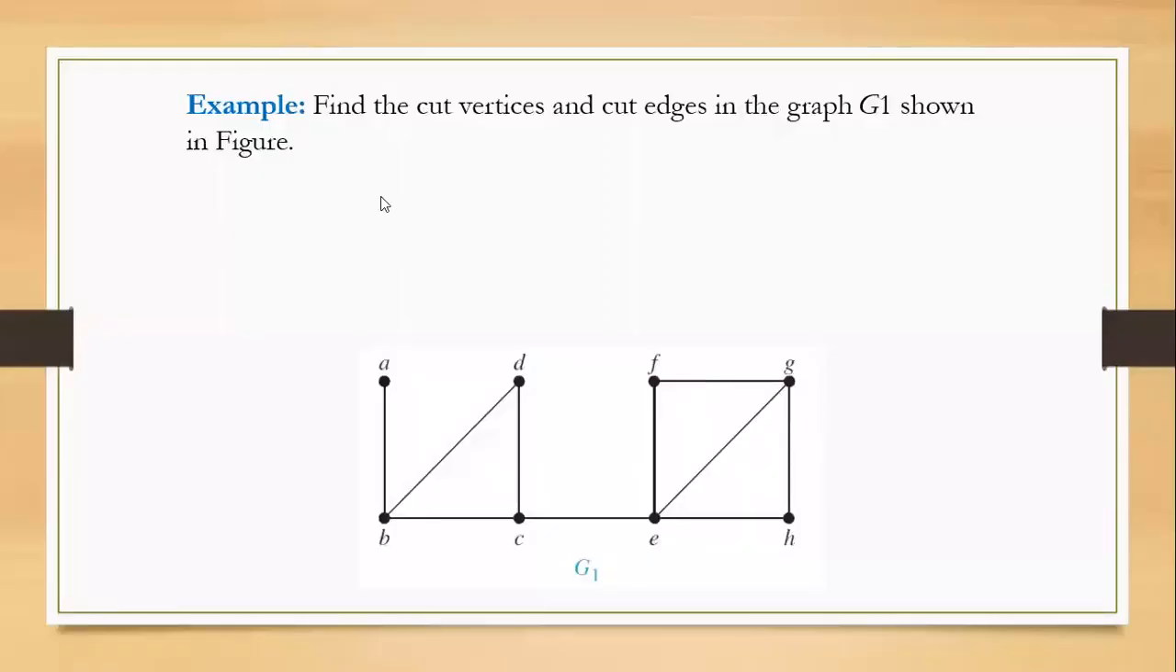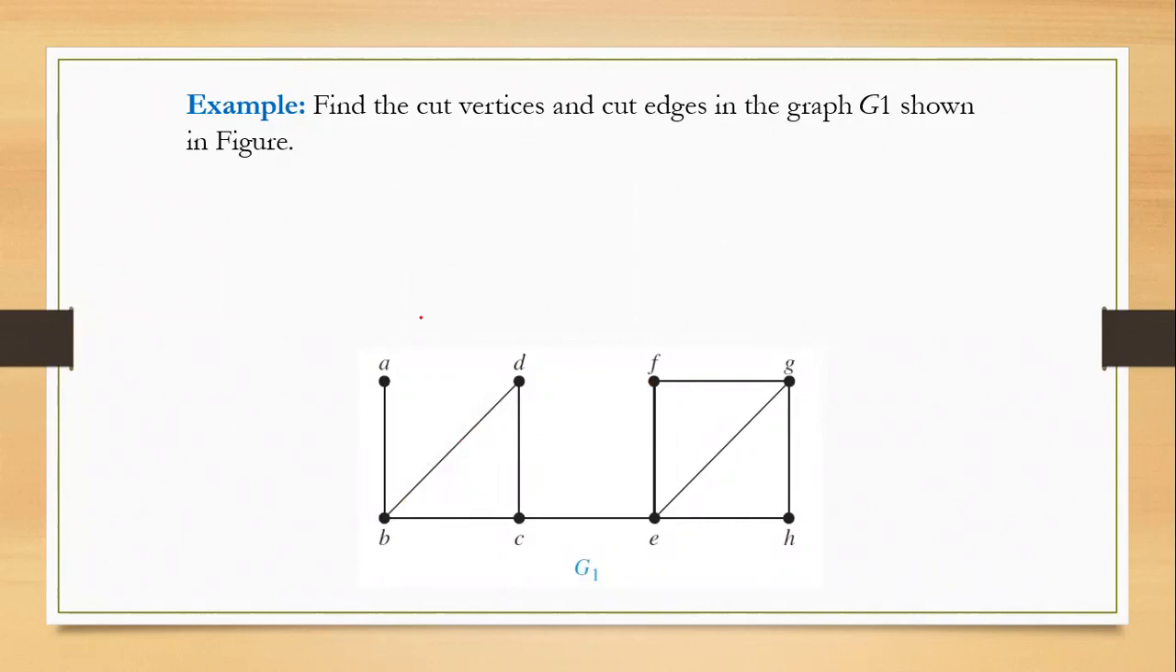Now the next example is to find the cut vertices and cut edges in the graph G1 as shown in the figure. So in this graph, if you notice, what do we mean by cut vertices? If I remove a vertex, then the graph should have more connected components. So this is one entire graph.